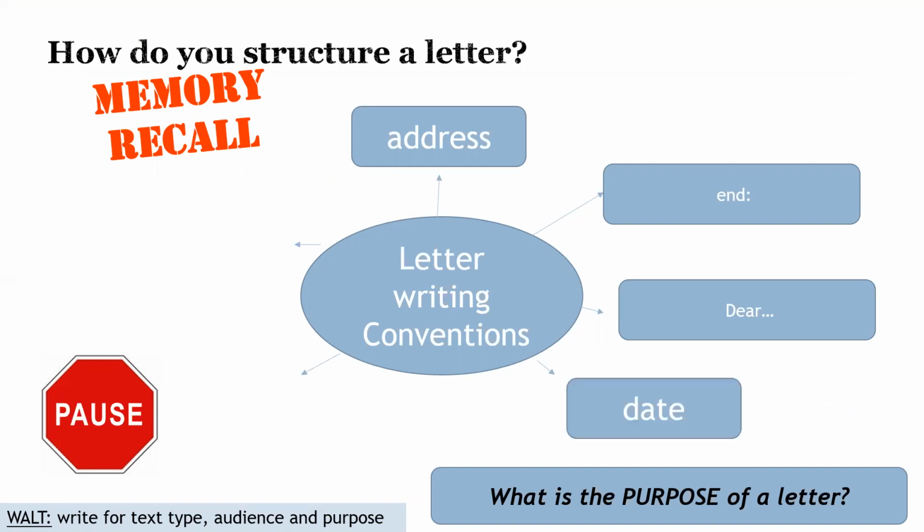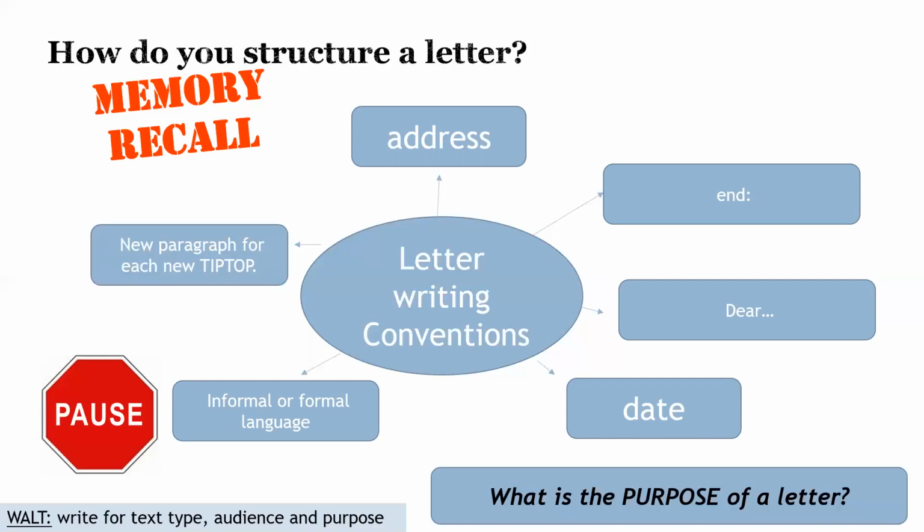A date, everybody wants to know when this letter was written. That can be a key piece of information. Whether you write informally or whether you use formal language, again, that depends on what type of letter you're writing and who you are writing to. And of course, our old FAMOUS paragraphs, you need a new paragraph for each new time, place, topic or person you are writing about. And the purpose of a letter is to inform, to explain, to advise, all of those things.